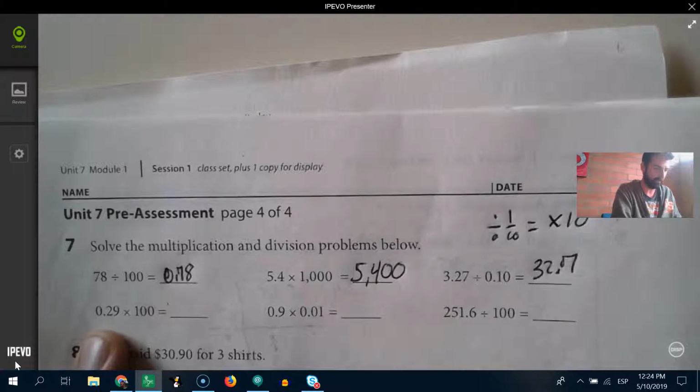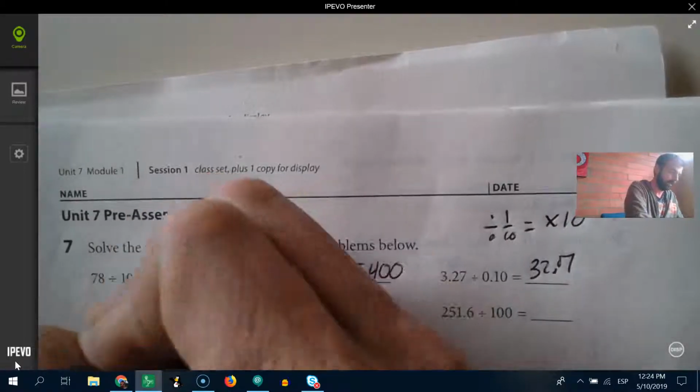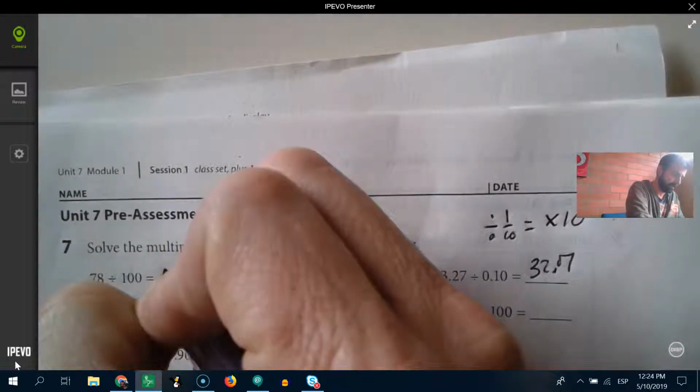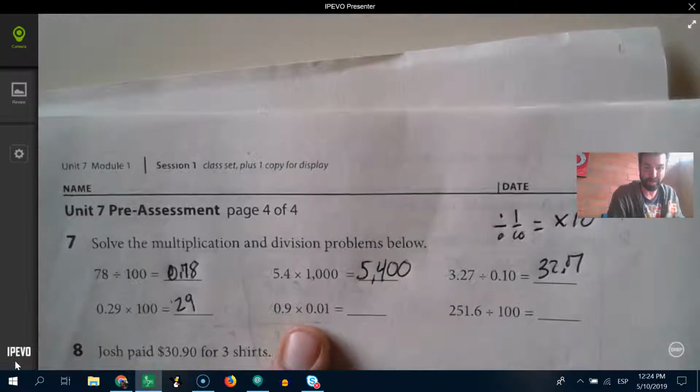0.29 times 100. So again, my digits are shifting 2 spots to the left, 10, 100. So my 2 goes to the tens, and the 9 goes to the ones. We're at 29.